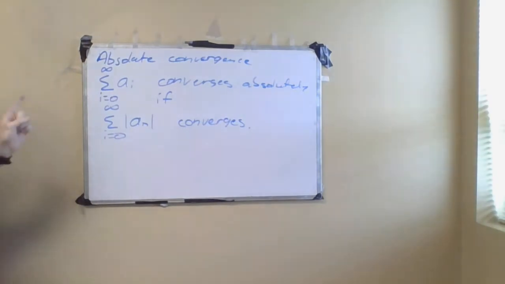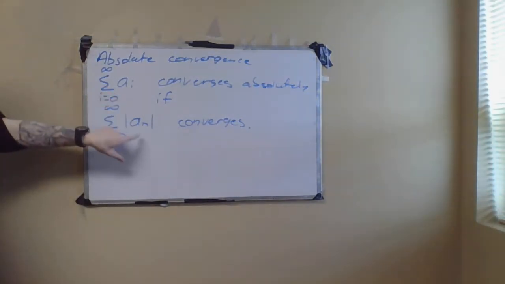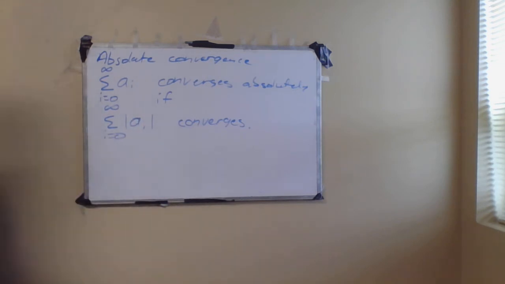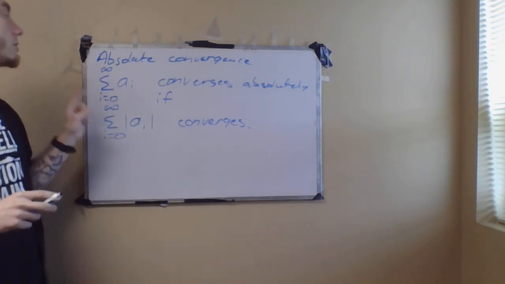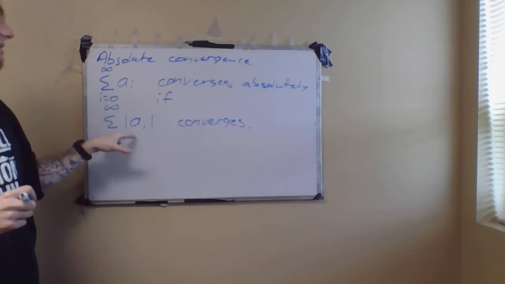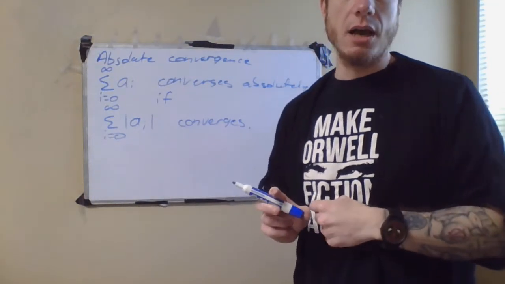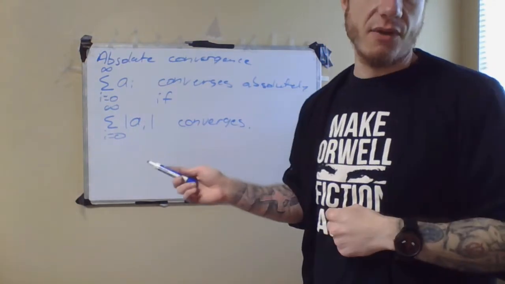In other words, you're summing not the a sub i's anymore. Why did I put an n here? a sub i, because we're using i as our index. You're no longer summing the a sub i's themselves, you are summing the absolute value of these a sub i's.